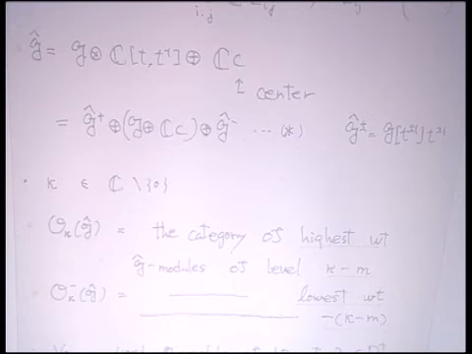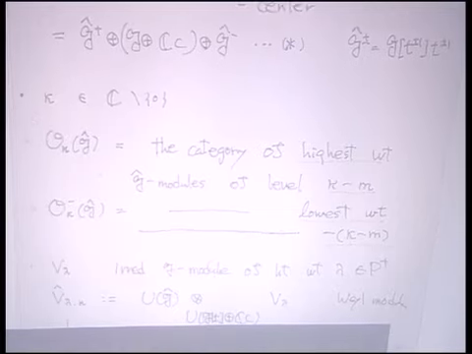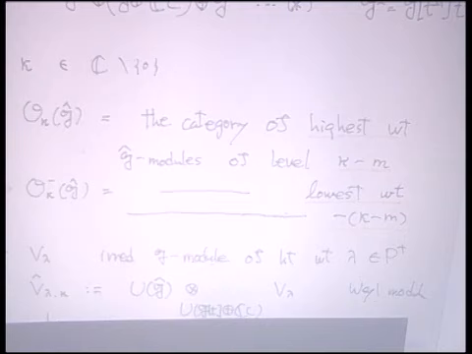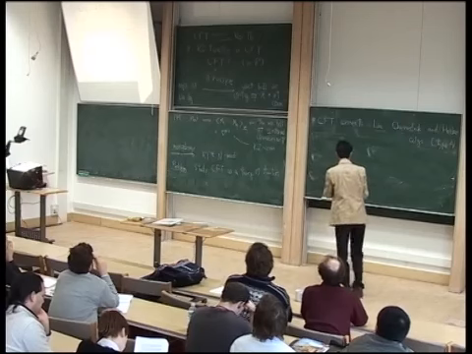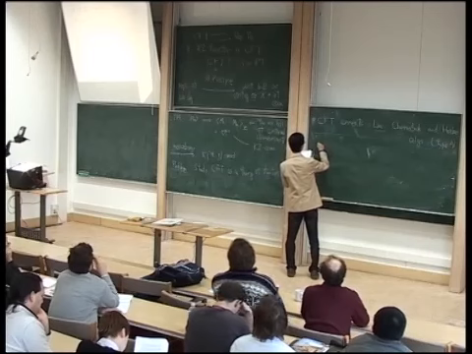So a typical object of the category is a Weyl module, and the definition is this here. Okay. So we will see a little bit more precisely.